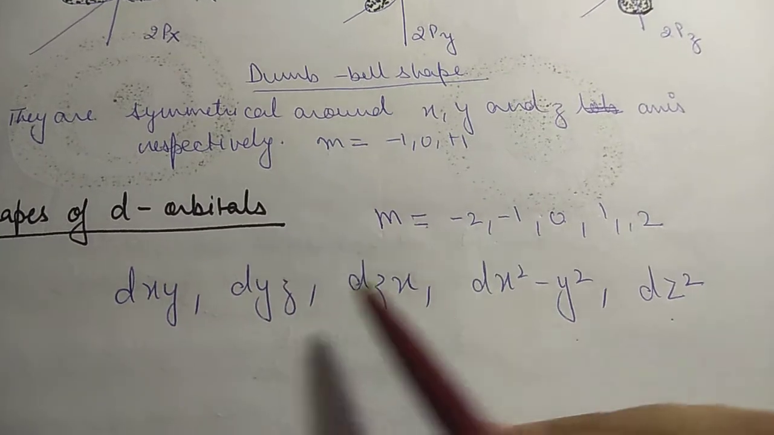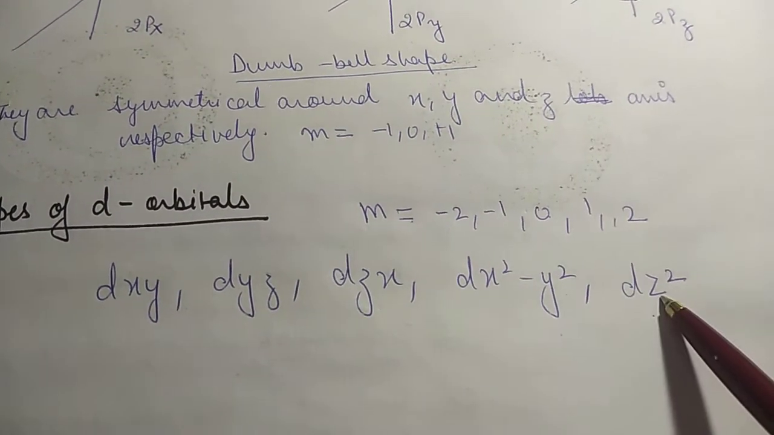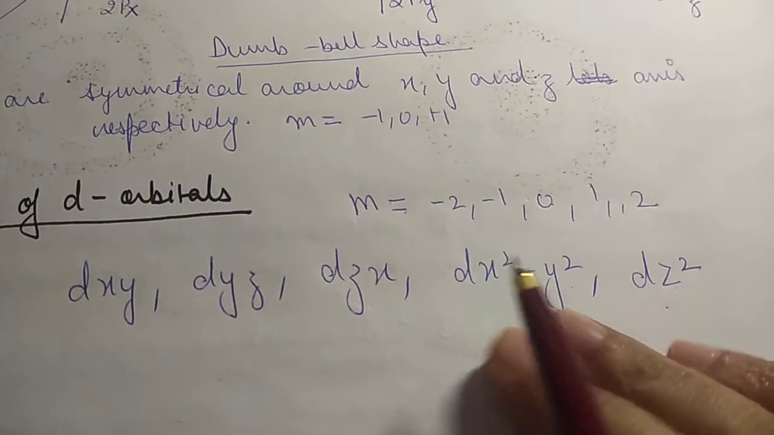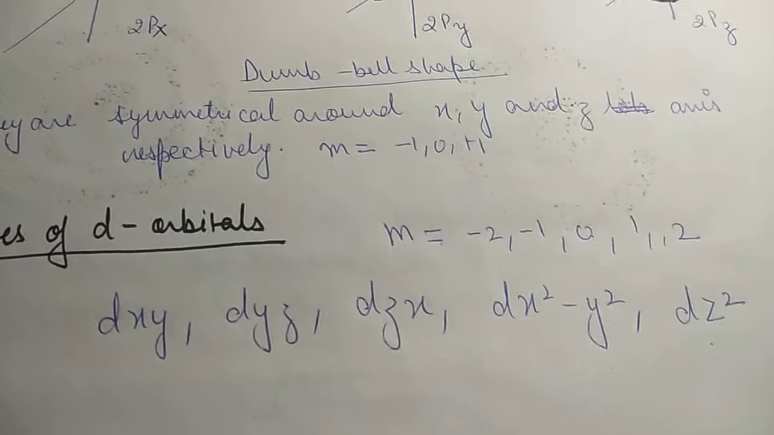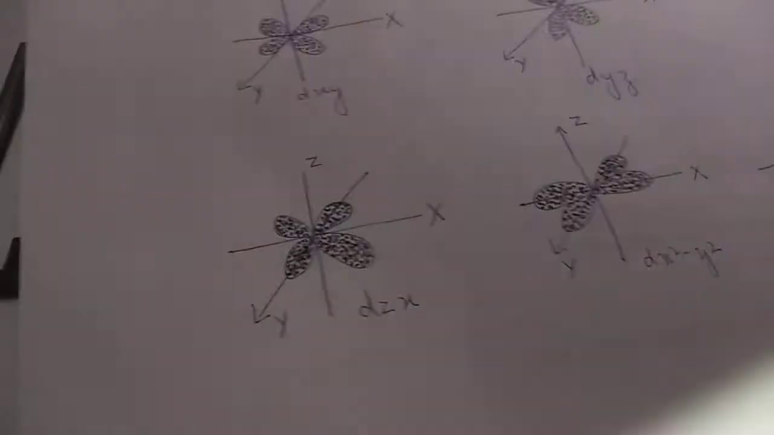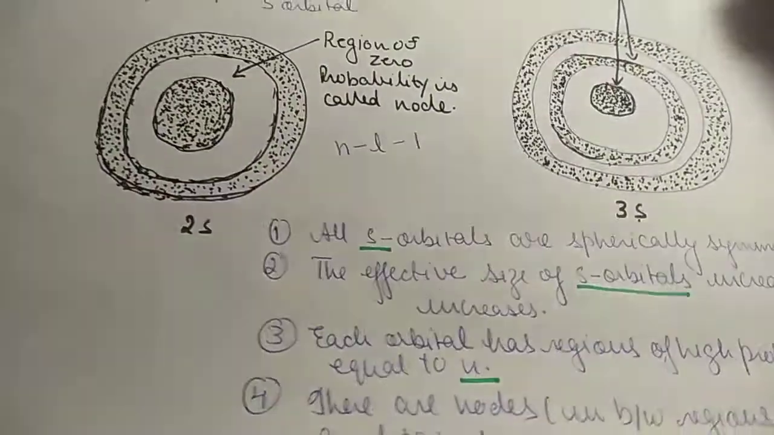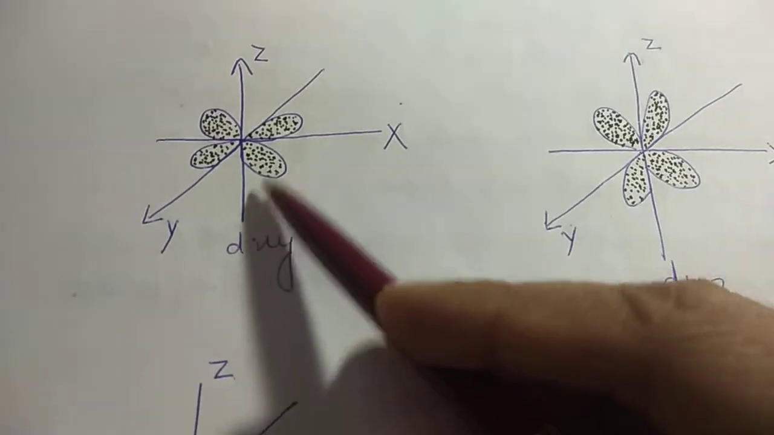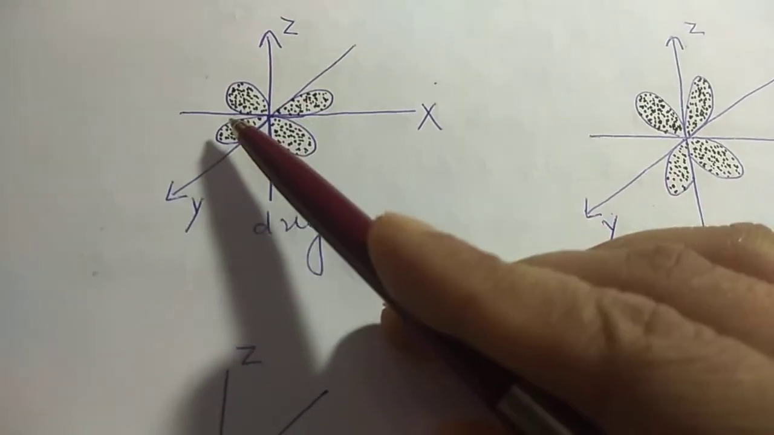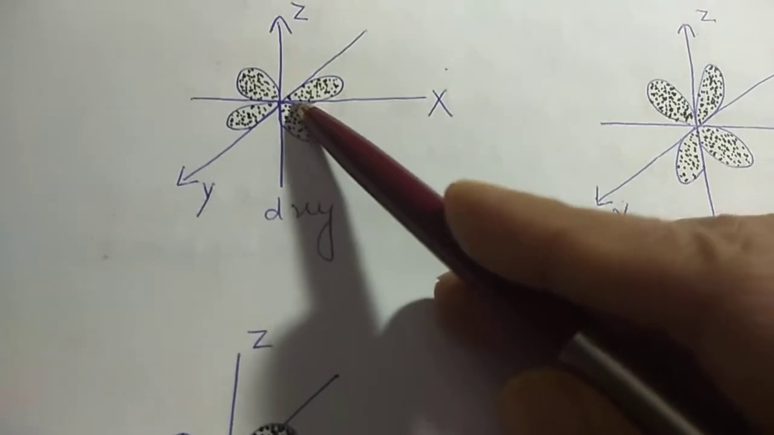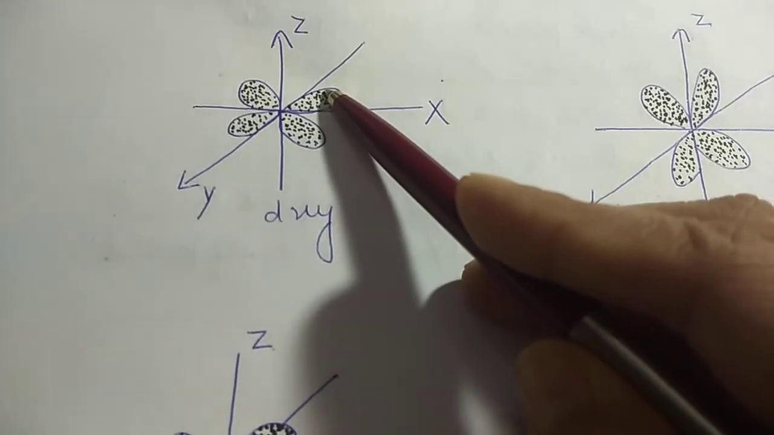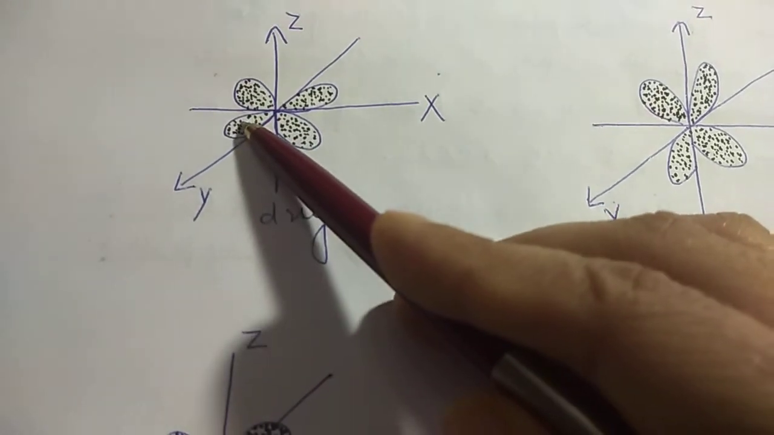These xy, yz, zx, x square minus y square, z square, that is their orientation, that along which axis these orbitals lie, in which direction they lie. So you can see these are your orbitals. You can see dxy, first orbital dxy. So it will lie along the x axis and y axis. See, this is x axis, this is y. So one lobe is between x and y, its lobe is between x and y.